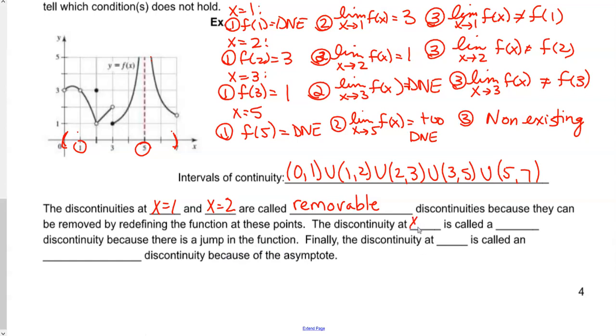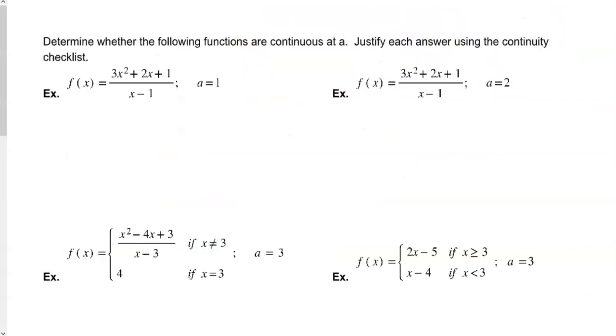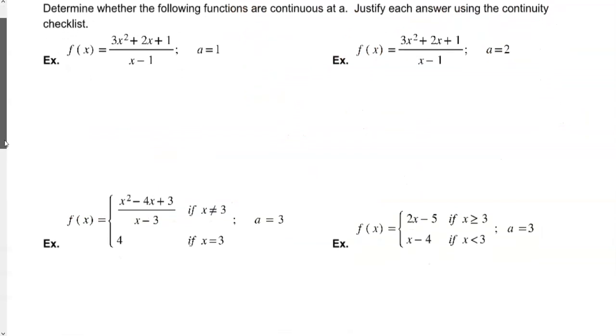But the discontinuity at x equaling 3, there's no way just to remove that discontinuity by filling in a point. We actually have a jump in our graph there, and that's hence the name. We have a jump discontinuity because there is a jump in that function. And finally, the discontinuity at x equaling 5 is because I have that asymptote there, and what mathematicians refer to that as is an infinite discontinuity because of that asymptote. Okay, so very, very important to know what's in that box right there. That f of a has to exist, the limit has to exist, and they have to be equal in order for our function to be continuous.